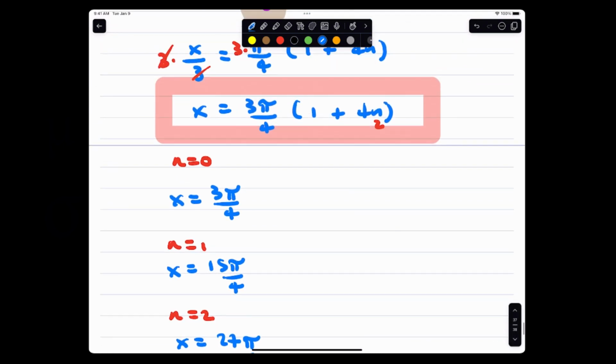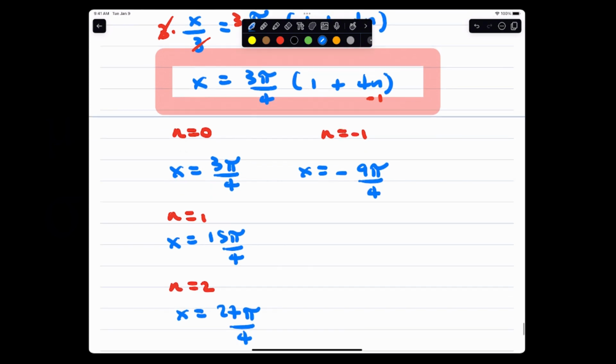There might not be a nice pattern like the last one. Now try negative 1 here, right? So let's try that. I might even say, okay, let's do n is negative 1. So let's look at these solutions. Negative 1 times 4 is negative 4 plus 1, that's negative 3. It's negative 9 pi over what? 4.